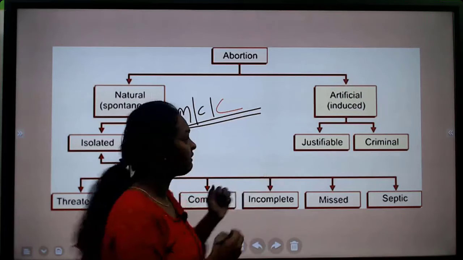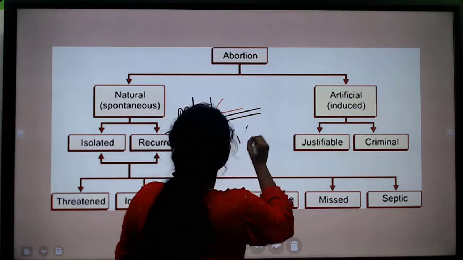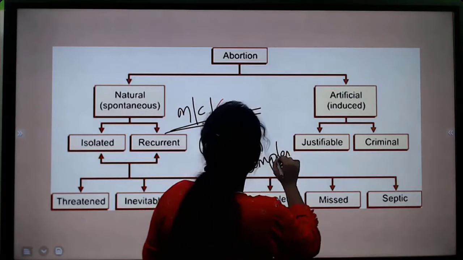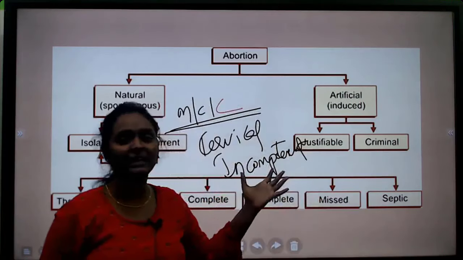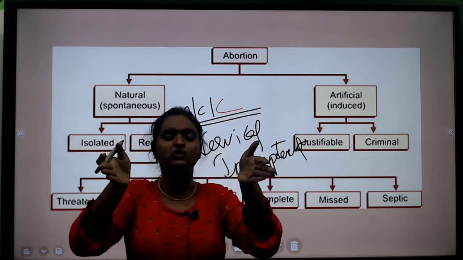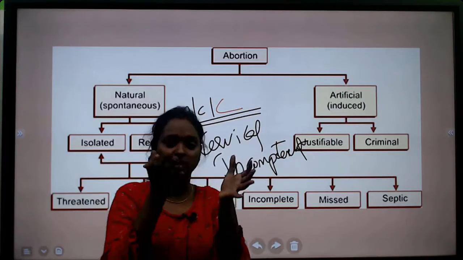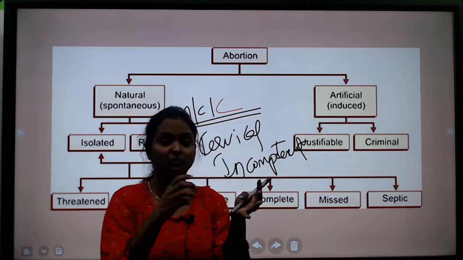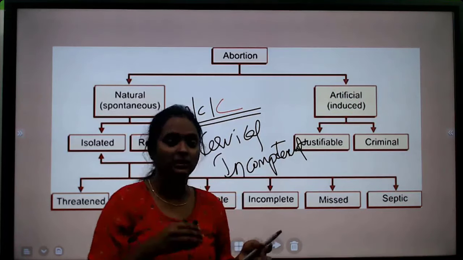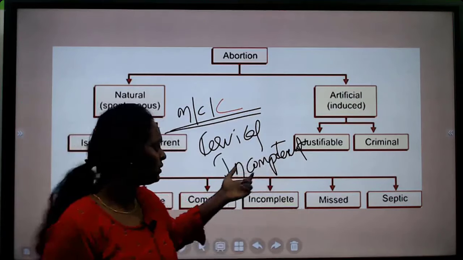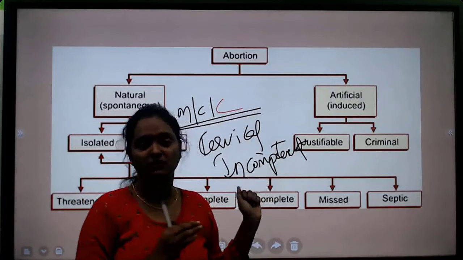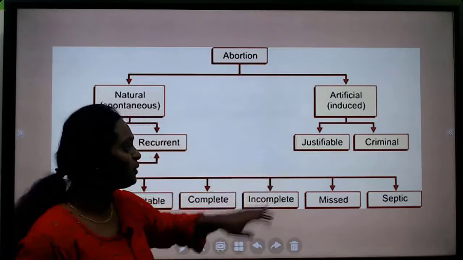When it comes to cervical incompetence, what does it mean? Cervical incompetence means permanent dilation of the cervix. If the cervix is dilated, what will happen? If bleeding or any abnormalities occur, there are chances of the products of conception being expelled, ending the pregnancy. So cervical incompetence is the most common cause for abortion. Very important question.